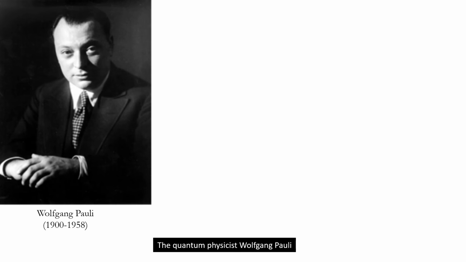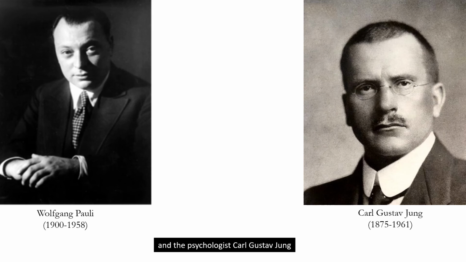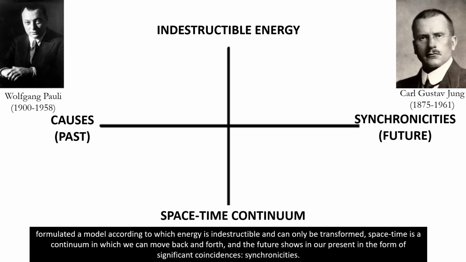The quantum physicist Wolfgang Pauli and the psychologist Carl Gustav Jung formulated a model according to which energy is indestructible and can only be transformed. Space-time is a continuum in which we can move back and forth, and the future shows in our present in the form of significant coincidences, synchronicities.